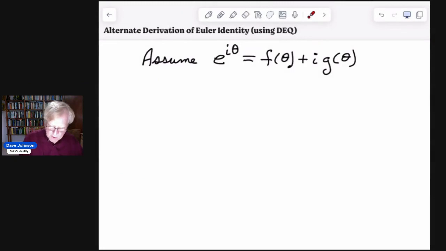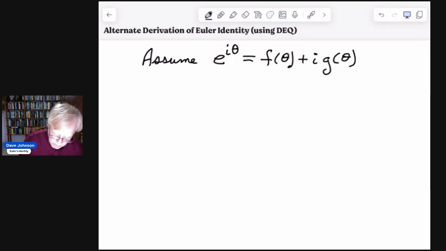So first, we're going to assume that e to the i theta can be written as a sum of a real part, a function that we don't know, f of theta, plus an imaginary part, so i times another real function, g of theta. So both f and g are real, and we don't know what they are, unless, of course, you know the identity, but that's what we're trying to show here.